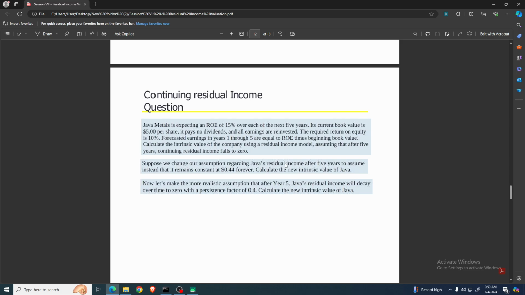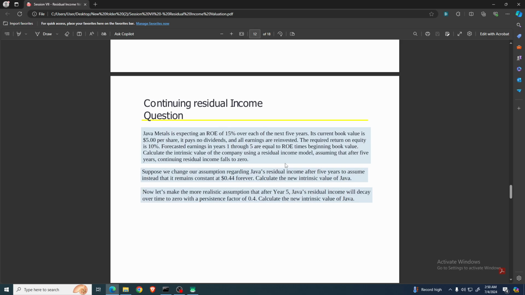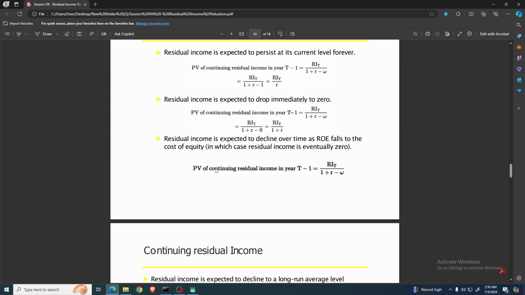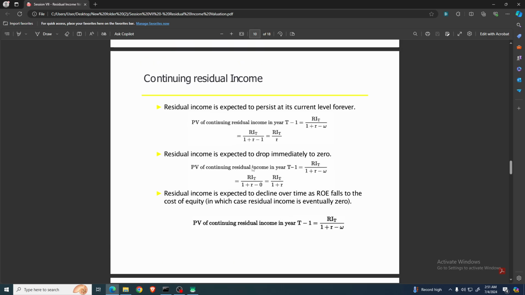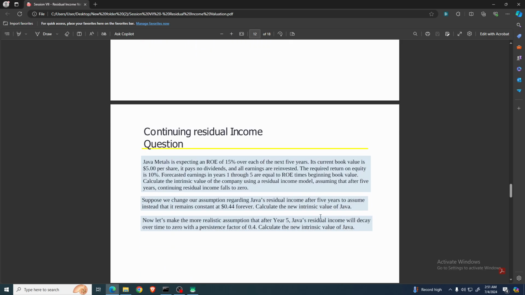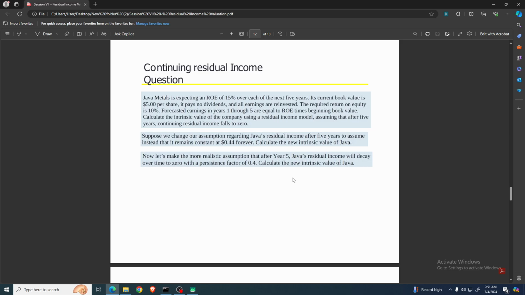All right, and then the final one, the more realistic assumption that after year 5, Java's residual income will decay over time to 0 with a persistence factor of 0.4. I was actually showing you this formula in our first example. This is the one we need to focus on. Here all you have to do is apply the persistence factor into your calculations and you should be golden.